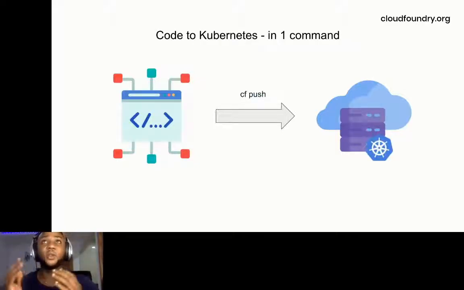Next is code to Kubernetes in one command. Cloud Foundry has evolved over a couple of years. It has been existing for a while, but as of last year, Cloud Foundry evolved to allow developers that want the flexibility Cloud Foundry provides to leverage Kubernetes. We still have the same experience that Cloud Foundry originally had, but this time for Kubernetes. The same cf push you use for deploying to Cloud Foundry, you can also do for Kubernetes, which is the Cloud Foundry for Kubernetes project. I will talk about that later in the presentation.